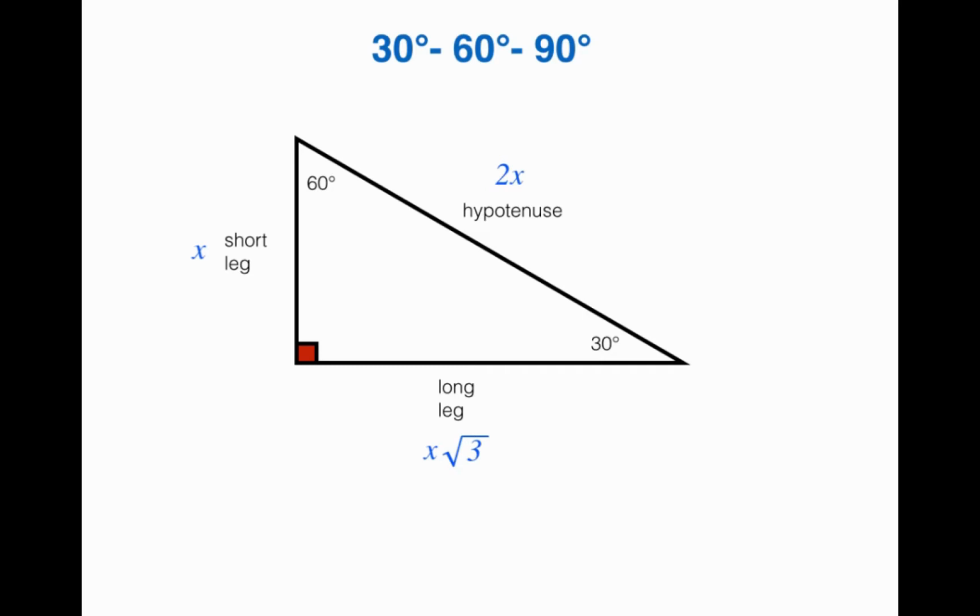Now, what if I wanted to order all the sides from least to greatest? Well, it would look like this. The smallest side would be x. The middle side, which we'll call the long leg, will be x square roots of 3. And the hypotenuse would be 2x. So that's ordering from smallest to largest.